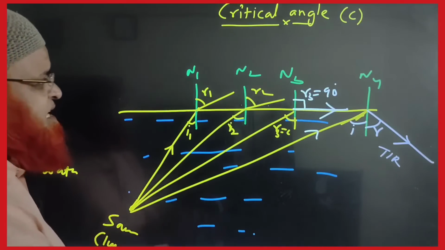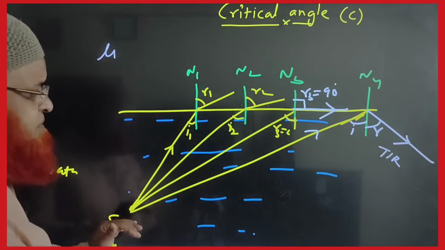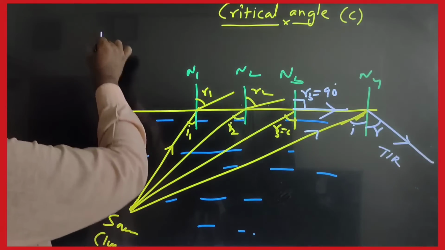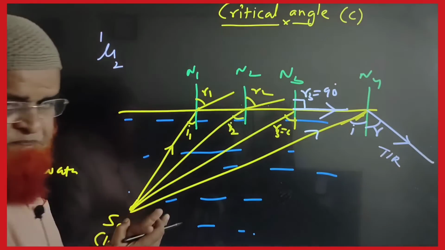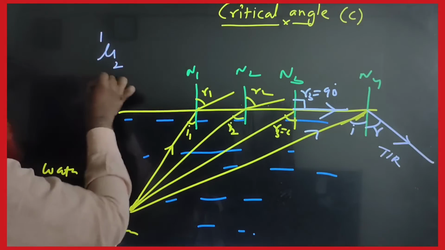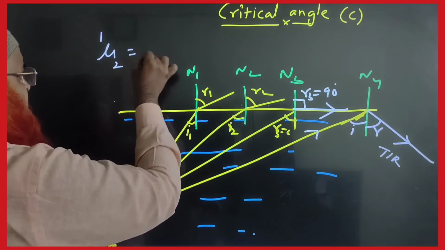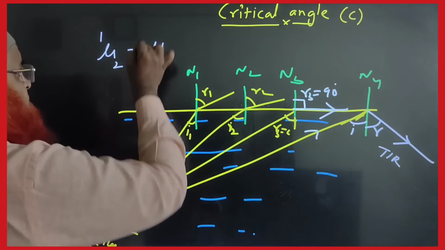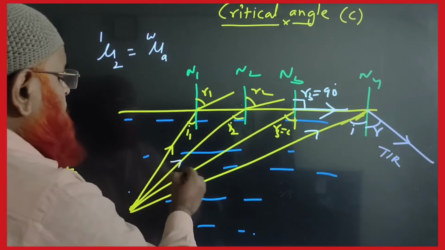I think you understood what the critical angle is. Now let me discuss what is happening here. Refractive index: this is the first medium, this is the second medium. First medium means from where the light starts. Second medium means where light ends. This is said to be superscript to subscript. Superscript is always the first medium. And what is the first medium here? The first medium is water, and the second medium is air, as light is traveling from water to air, no?